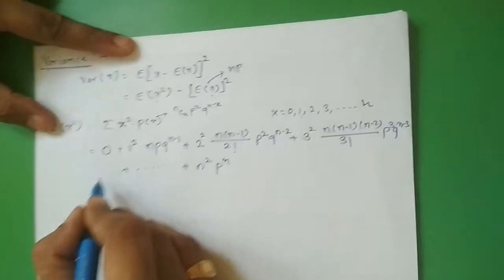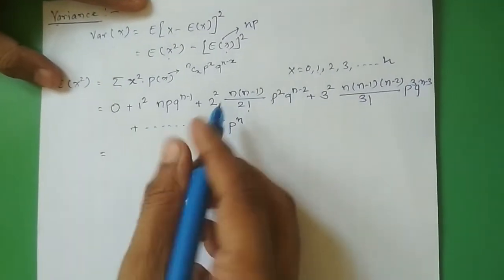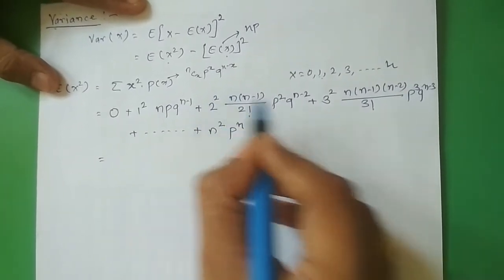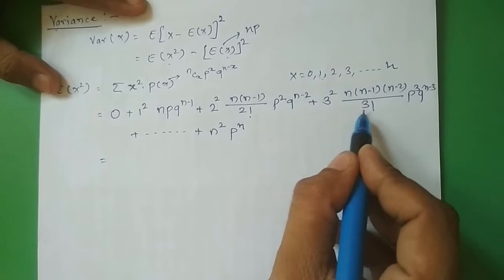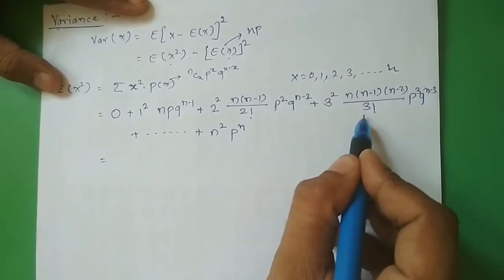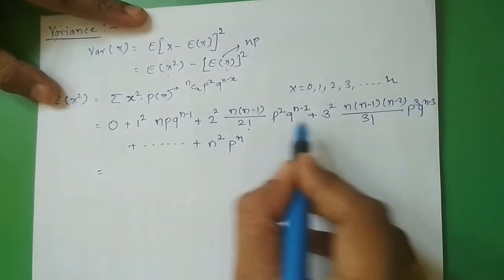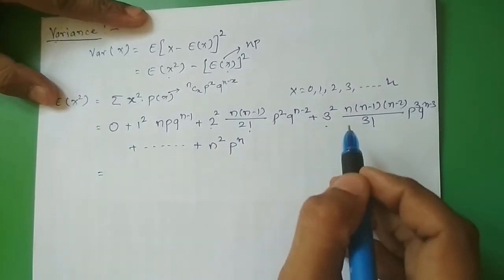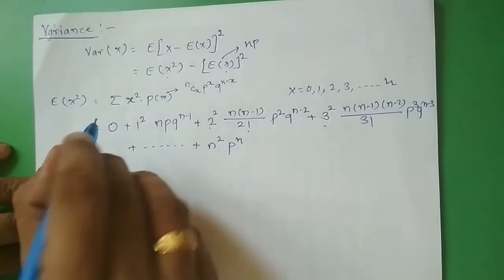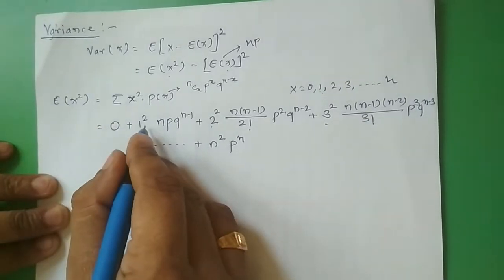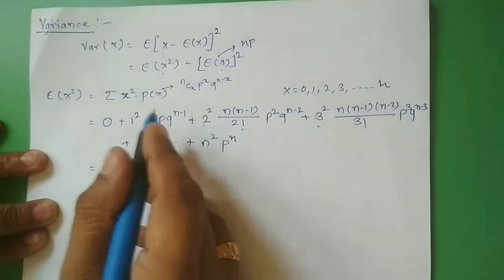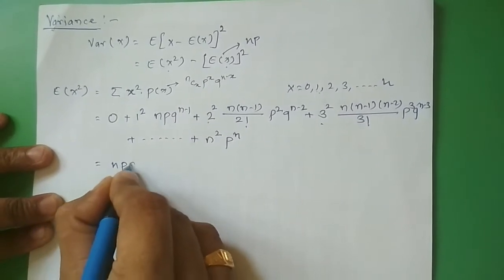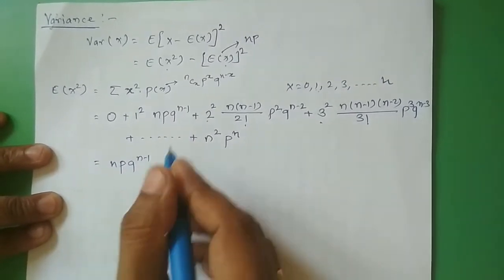Now we first simplify this equation. We try to cancel the 2 in 2 square and the 3 in 3 square with respect to the 3 factorial, so we are able to delete one of the 2s from this, and one of the 3s from this. What remains after simplifying? The first term is 0, so no need to write it again. 1 square is always 1, so again we can omit that. So what is the first term? It's n p q raised to n minus 1.